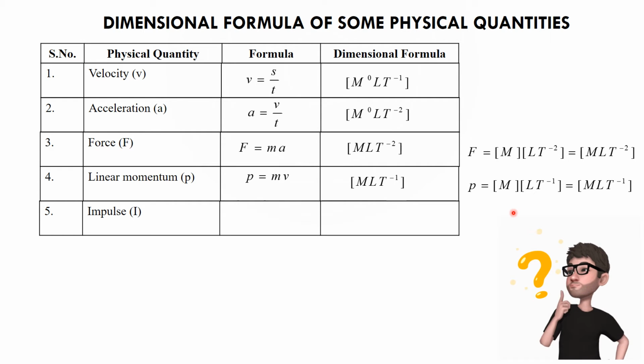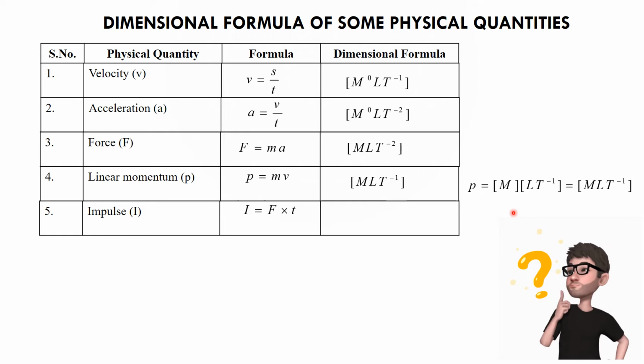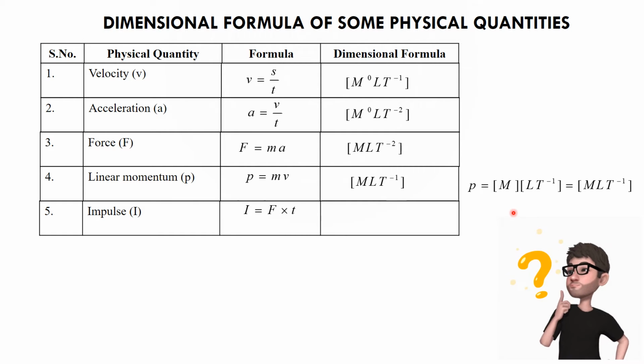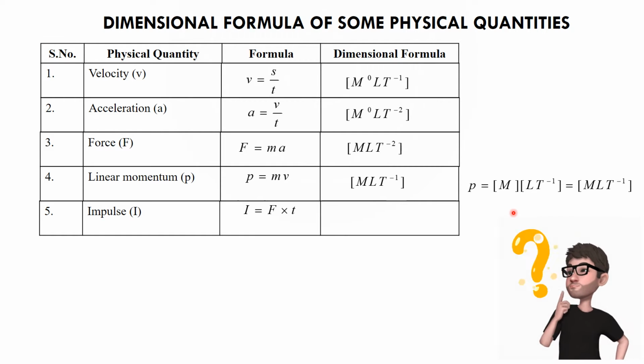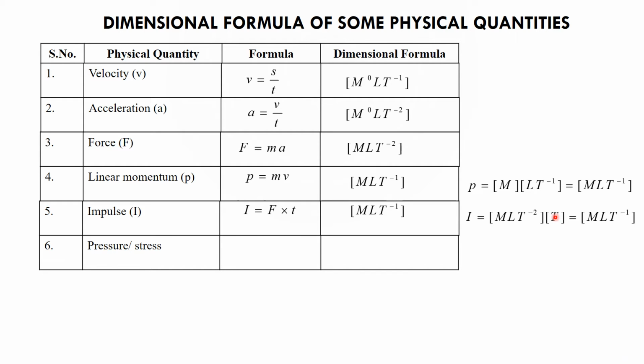M L T^-1. Next is impulse. Impulse is represented by capital I, although capital I is used to represent current and other quantities also, but here we are taking impulse. So it is force into time. Now what was force? M L T^-2 and time is t. So M L T^-1, because minus 2 plus 1 is minus 1. Okay. Next one, pressure or stress.